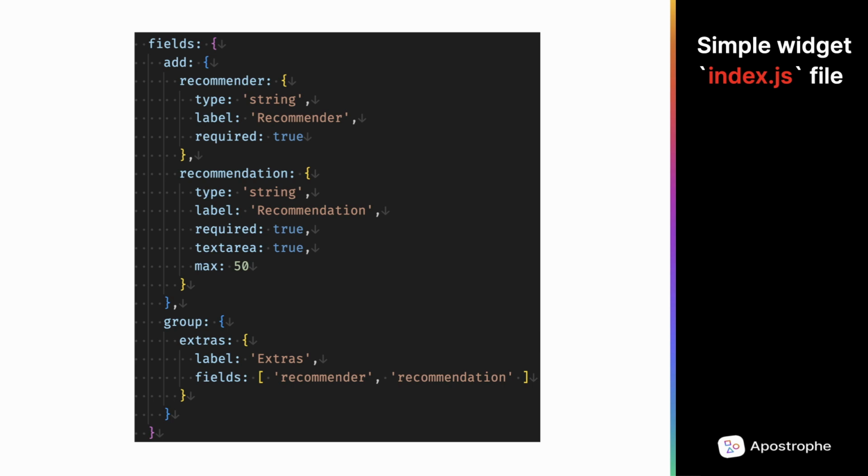For the recommendation, we're using a string type input field, but passing it the optional textarea Boolean property to convert it to a textarea input, and a max property to limit the number of characters that can be added. You can read more in the documentation about the relationship field, like how to allow nested relationships with relationships, as well as the reverse relationship field and using ifOnlyOne to limit data.